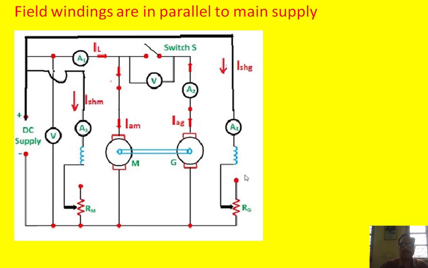Now, vary the field rheostat of the generator in such a way that the generated voltage from the generator is equal to the supply.